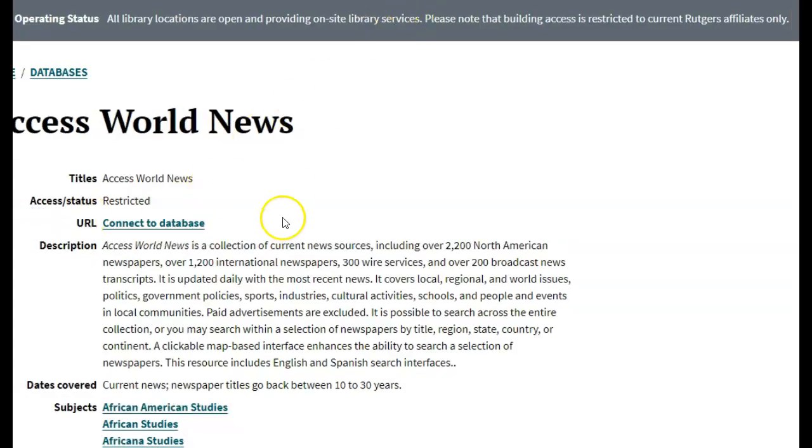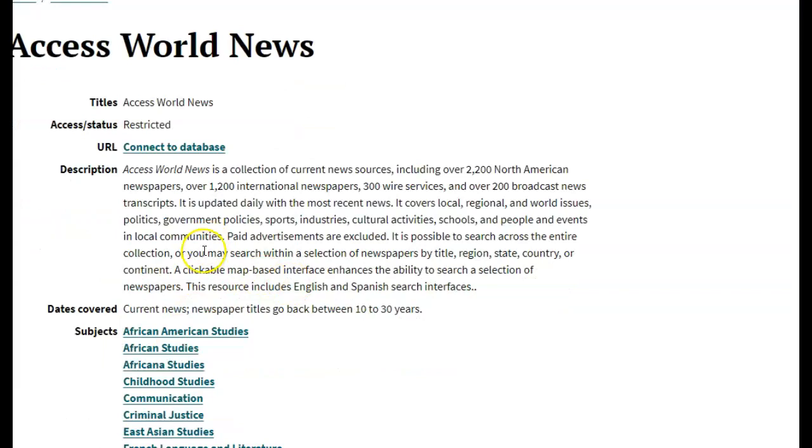Access World News is a useful and fascinating source. It is a collection of local news, local newspapers, local broadcasts, and the like. So if you're looking for how the topic may affect specific local communities, this is a really great place to look. For demonstration purposes, I'm going to be selecting a topic that I find of some interest, health literacy.